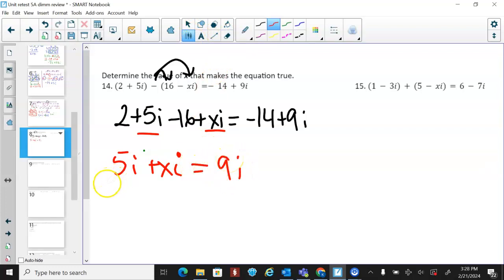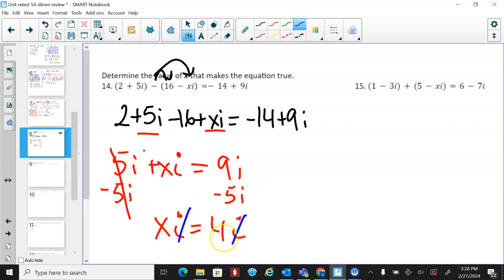I'm going to take the 5i away first. Let's subtract 5i from both sides. Okay, and xi now equals 4i, where the i's will drop because they're proportional on each side of the equal sign. So x equals 4.